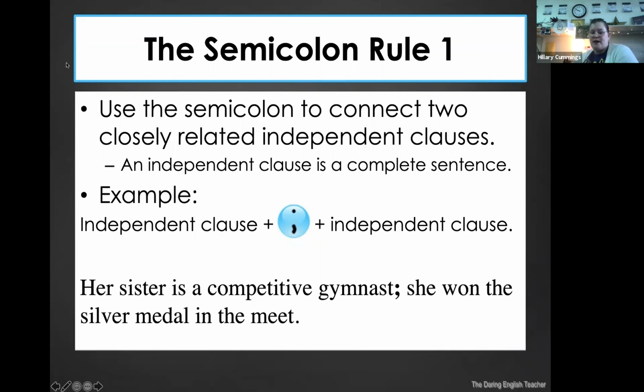Her sister is a competitive gymnast; she won the silver medal in the meet. So those 2 sentences are related. They're close together, so we can put a semicolon there.